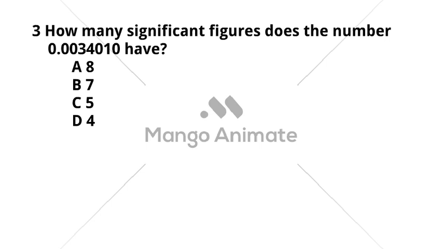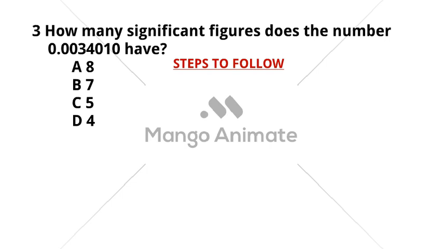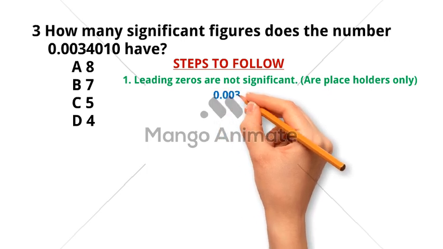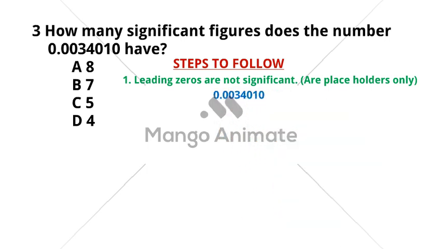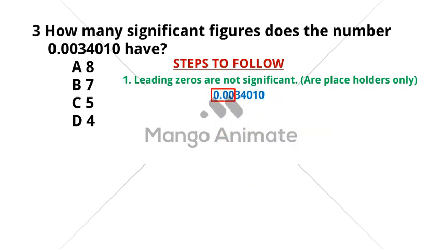So let's go to those steps. Steps to follow are: 1. Leading zeros are not significant. They are just place holders. So if we have a number like the one in the question, which ones are leading zeros? These 3 zeros at the beginning are leading zeros, so these are not significant. That means we can take them out and remain with this number.